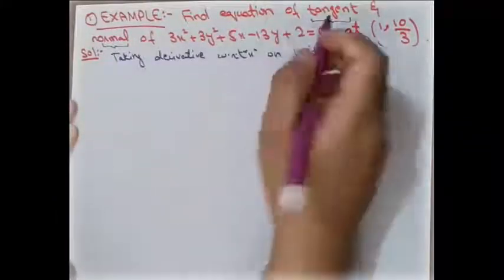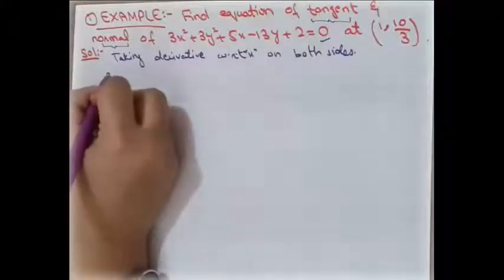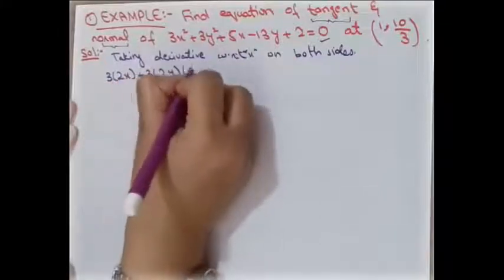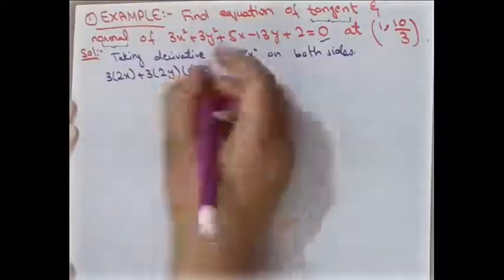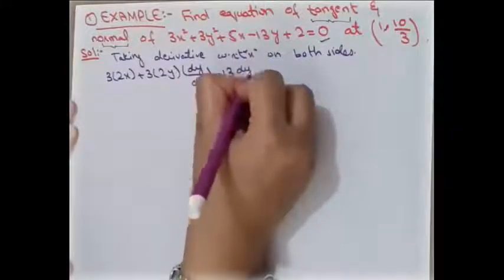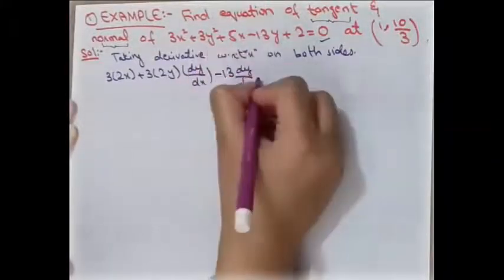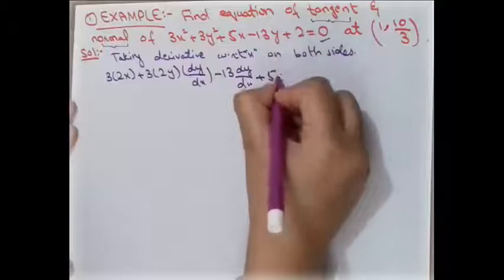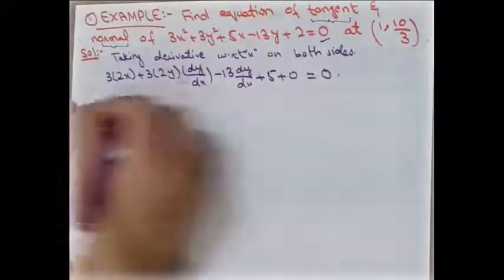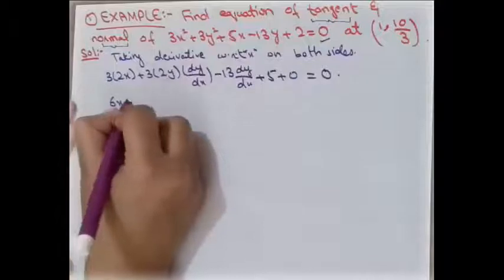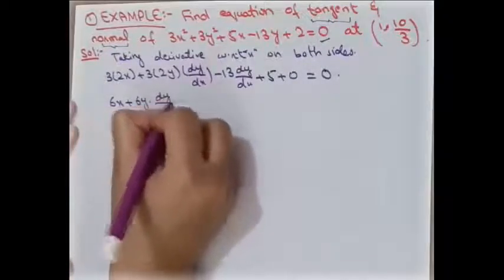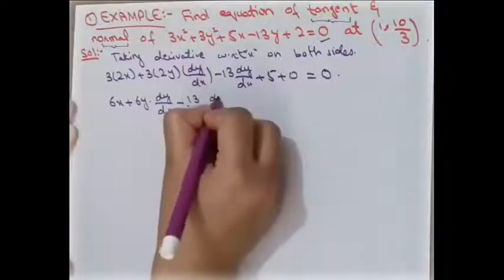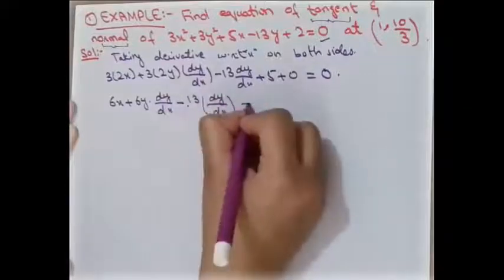Taking the derivative with respect to x on both sides of this equation, it will be 2x plus 3 into 2y, and again the derivative of y with respect to x, dy over dx, minus 13 dy over dx, plus 5, and the derivative of any constant is 0, so it will be 0 equals 0. Now we have to simplify this. It will be 6x plus 6y dy over dx minus 13 dy over dx plus 5, which is equal to 0.